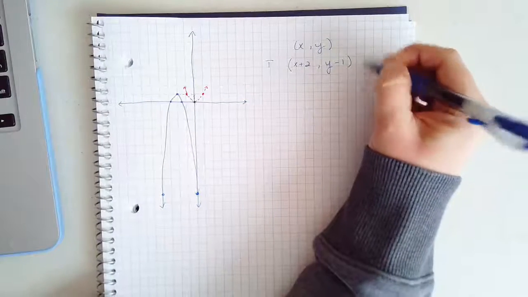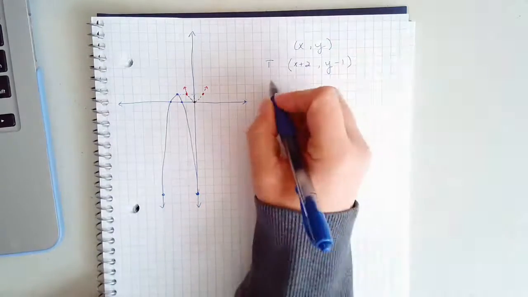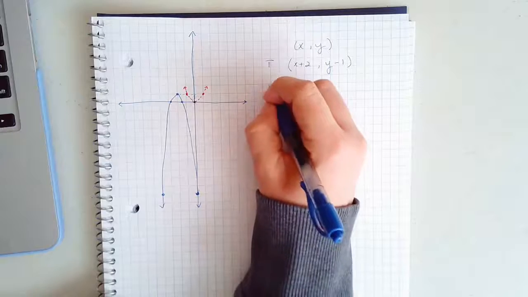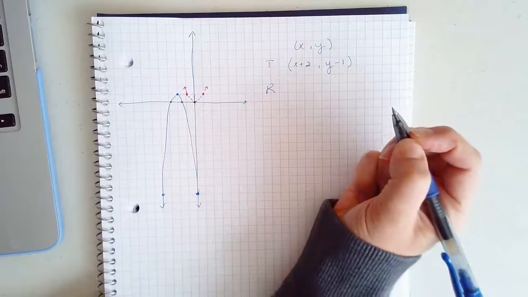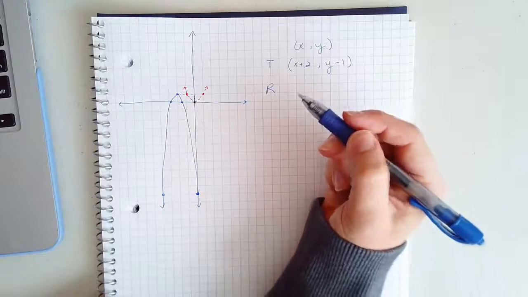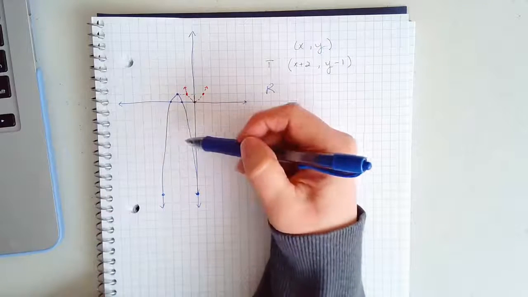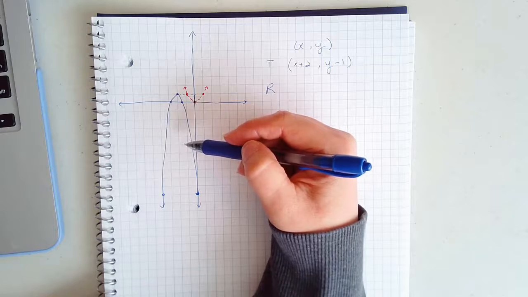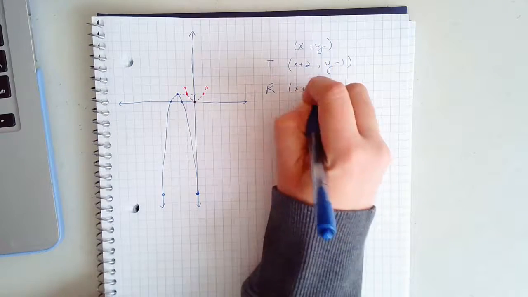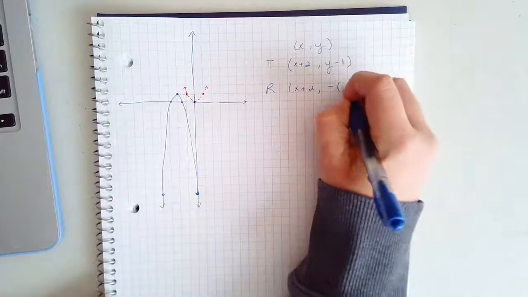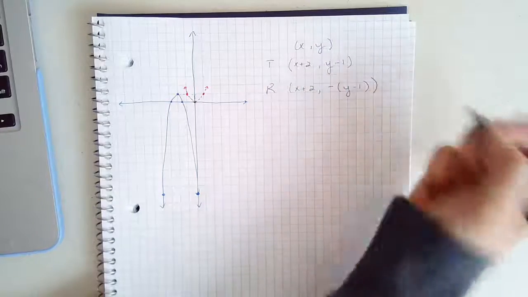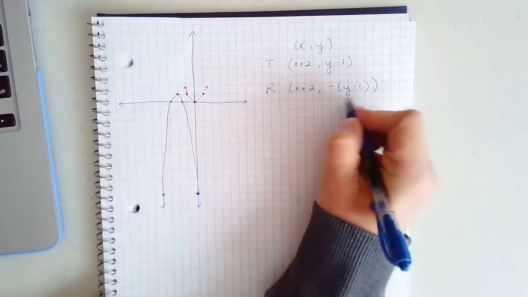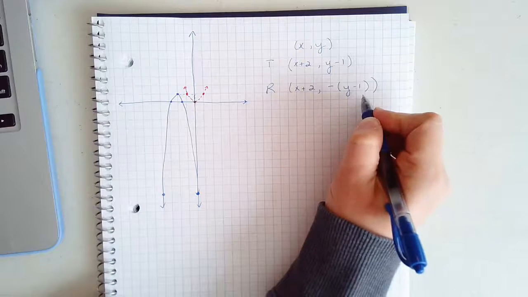My next piece is going to be my reflection. Remember, we deal with our reflection by just looking at the graph, and what we see is this is an upside down parabola, and so what we're going to have is a negative y. So we keep our x the same, but now we have our negative y. Remember, we do it to the entire graph right here, or the entire parenthesis.